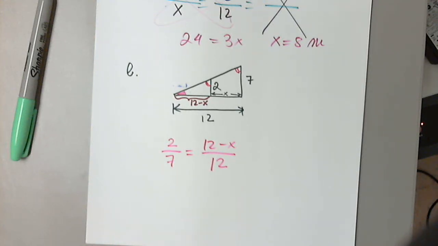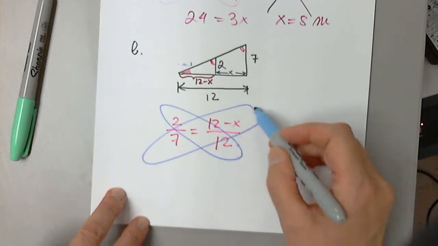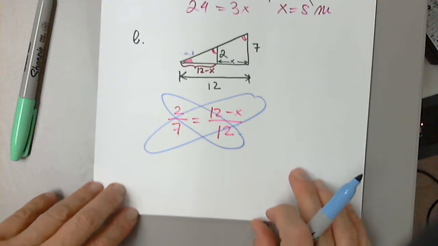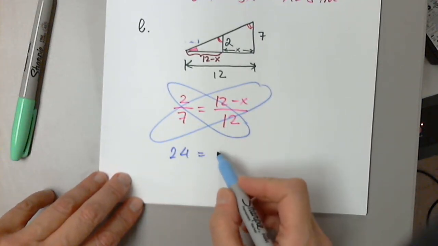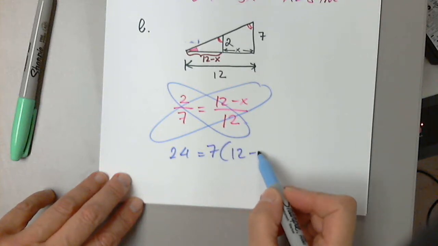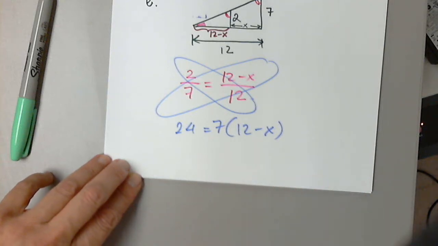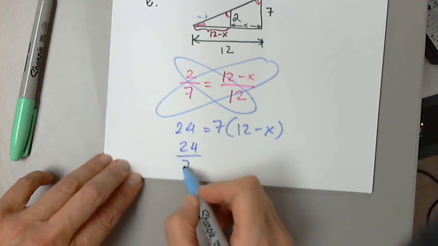What do we do to solve for X? Yes, every time we have to solve a proportion, we'll cross multiply. If we need to state restrictions, we'll state restrictions first. But there is no need here. There is nothing, no X in the denominator. So 24 equals 7 times 12 minus X. You can distribute or divide, whatever you want to do.